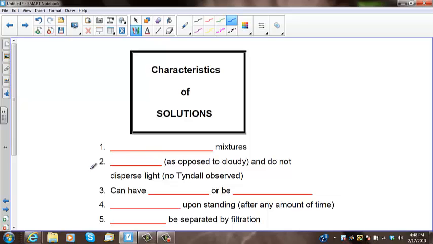Okay, let's move on to solutions, because that's what we're going to focus most of our time on. They're homogeneous in nature, right? Meaning that they are consistent throughout. They are clear as opposed to cloudy, and do not disperse light, meaning no Tyndall observed. Well, what is Tyndall? Tyndall effect.